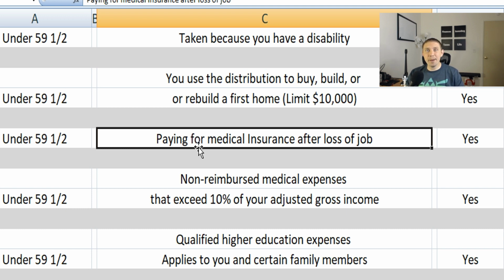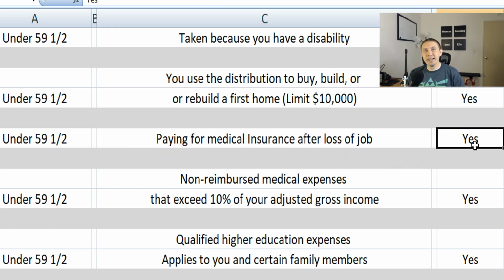So what if you did lose your job? Well, if you just lost your job and you need money, remember that is not a qualified distribution. But if you lose your job, now all of a sudden you don't have medical insurance, you need to pay for medical insurance. Well, you can withdraw from your Roth to help you afford medical insurance, and that's known as a qualified distribution, and you will not be penalized regardless of your age for doing that.